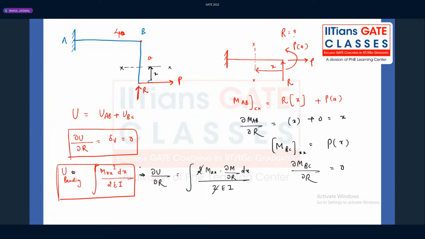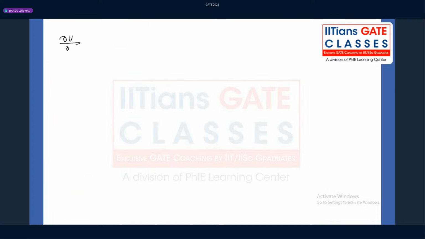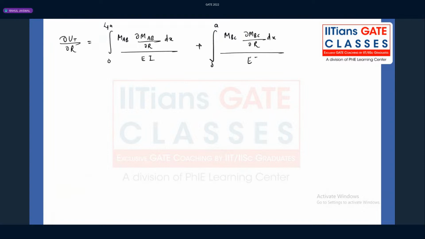Because of the total differentiation: dou U by dou R, what can you write? If you differentiate, you can write it like this. For member AB, which is from 0 to 4A, M in the member AB, dou MAB divided by dou R dx divided by EI, plus from 0 to A, MBC dou MBC divided by dou R into dx divided by EI. This is the vertical deflection, and we need to equate it to 0 because we know that the vertical deflection is 0, guys.